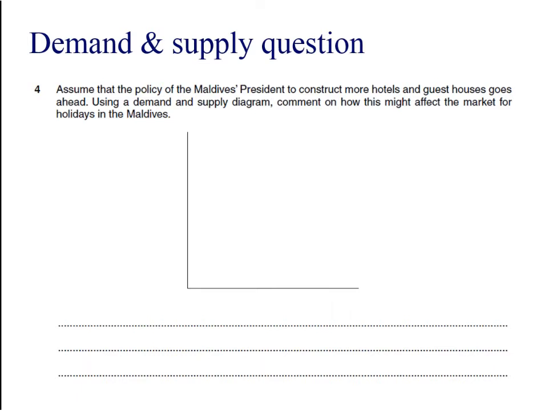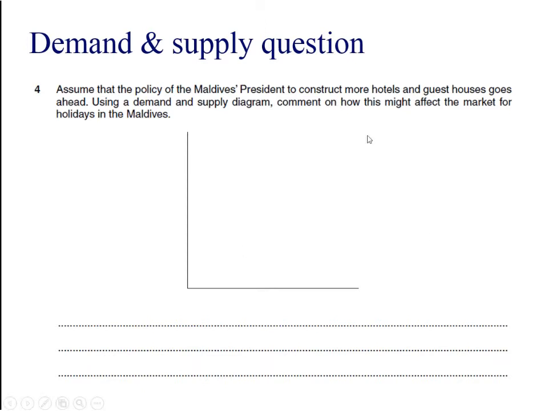Assume that the policy of the Maldives president to construct more hotels and guest houses goes ahead. Using a demand and supply diagram, comment on how this might affect the market for holidays in the Maldives. So we know that it's an evaluative question because it's got this term comment on. It's a funny OCR specific term that they use just to mean evaluate.